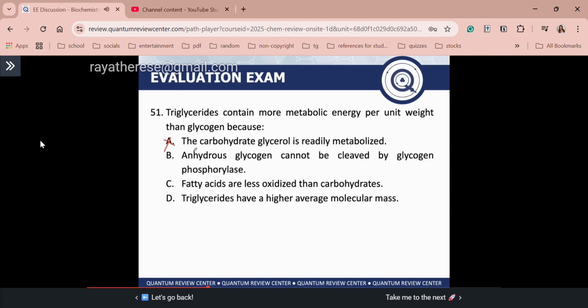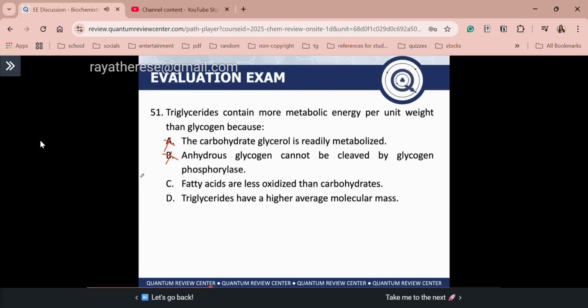Letter B, anhydrous glycogen cannot be cleaved by glycogen phosphorylase. Class, both anhydrous and hydrous glycogen are used in our biological system because your glycogen phosphorylase can cleave or degrade them when we need glucose. So again, this is not the correct answer. Let's go to letter D. Sir, letter C is the answer, right? I don't know. So again, let's proceed with letter D first.